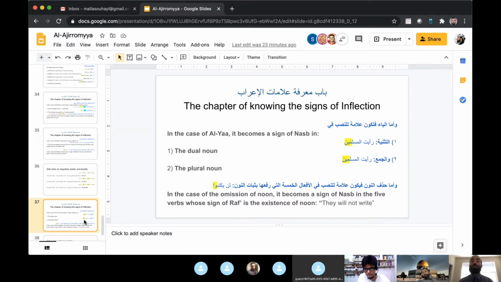We said that the signs of al-rafa were 4: al-dhamma, al-waw, al-alif, and then al-nun. And we mentioned where every single one of those becomes a sign of rafa. And then we mentioned al-nasab, and the signs of nasab, which were 5: al-fatha, al-alif, al-kasra, al-ya, and حذف النون. We have just now completed all those signs and where they become a sign of nasab.